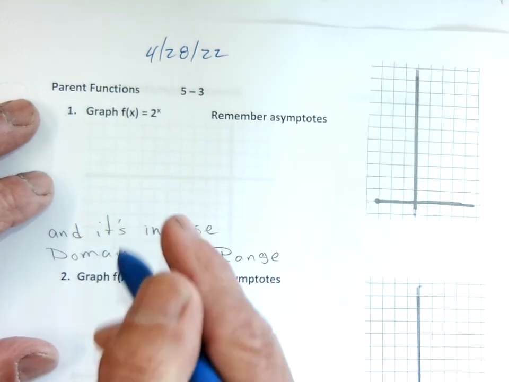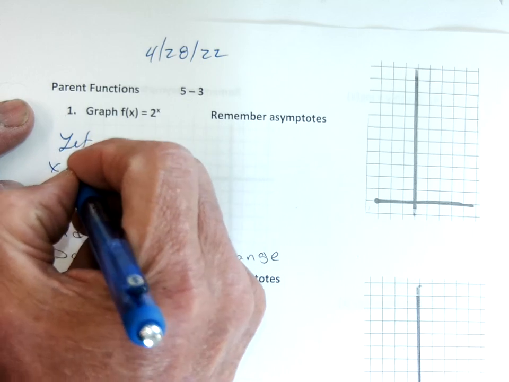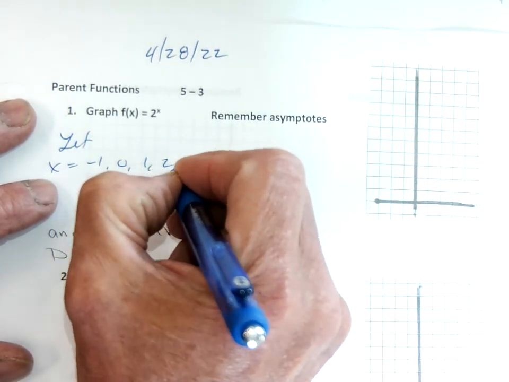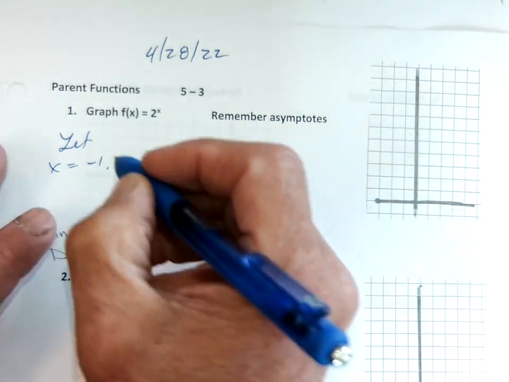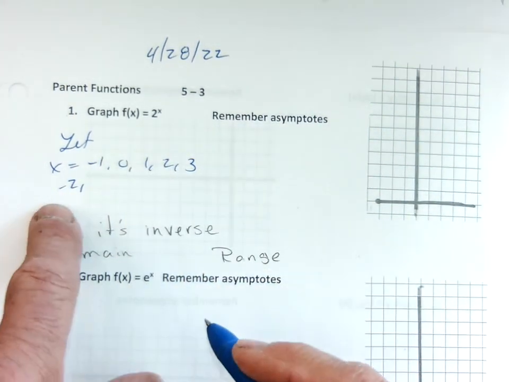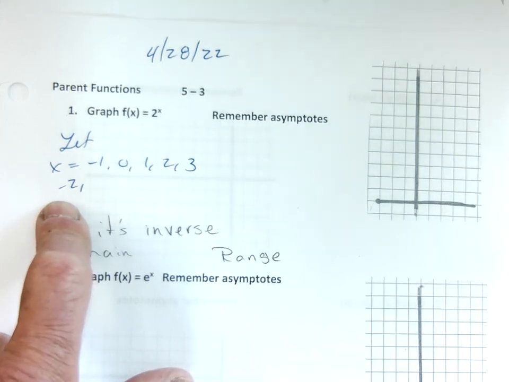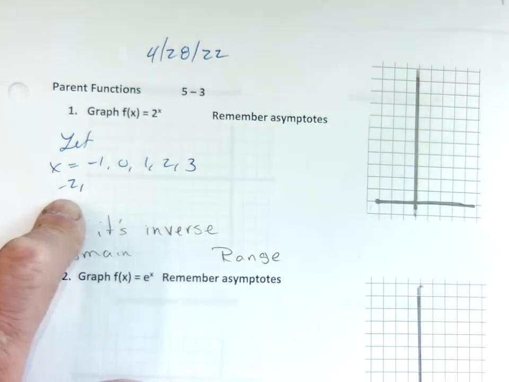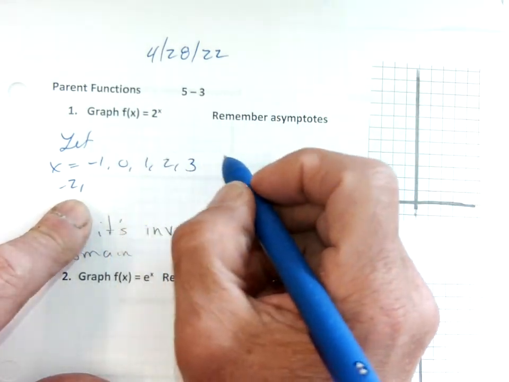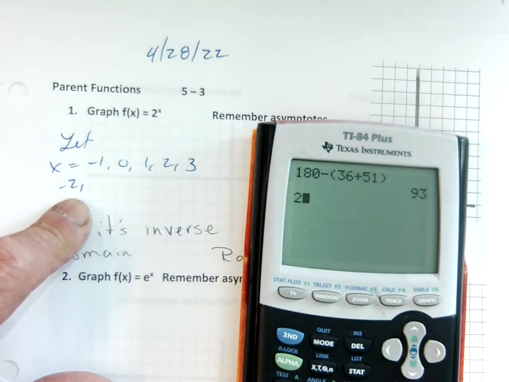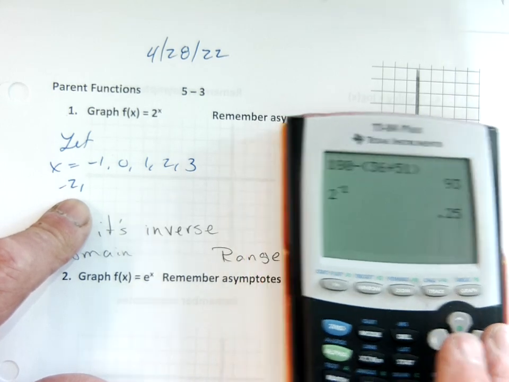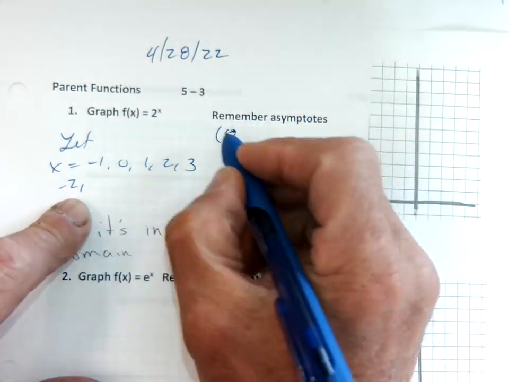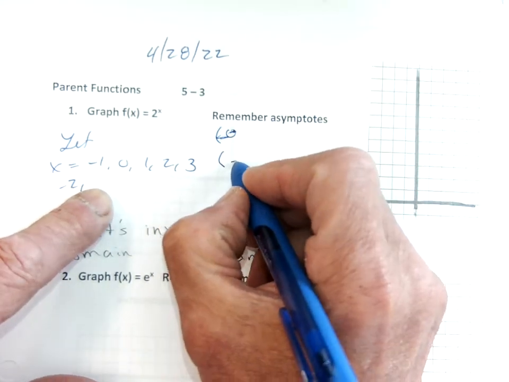Okay, so we know, let's let x equal -1, 0, 1, 2, 3. Oh, let's make it -2. So if x is -2, and I plug -2 into here, I get 2 to the -2 power, and I get 0.25. So I have a point at... I'm sorry, I did not mean 0. I've got a point at -2.